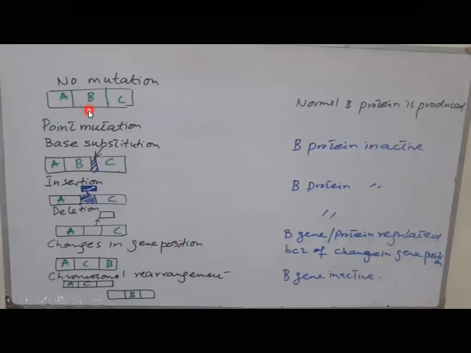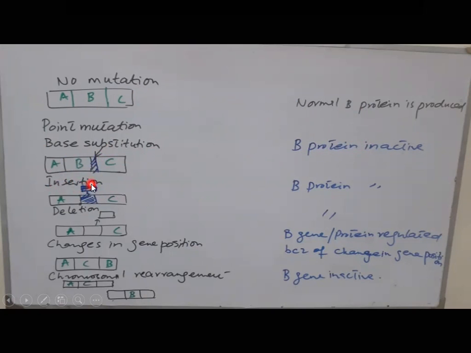For example, this is the diagrammatic representation. This is a chromosome, showing the sequence A, B, C. This is the normal condition: gene A, gene B, gene C. So normal B protein is produced. For example, the protein is B protein. In a point mutation, the base substitution, there is addition or substitution of another base there. So the B protein will be inactive.